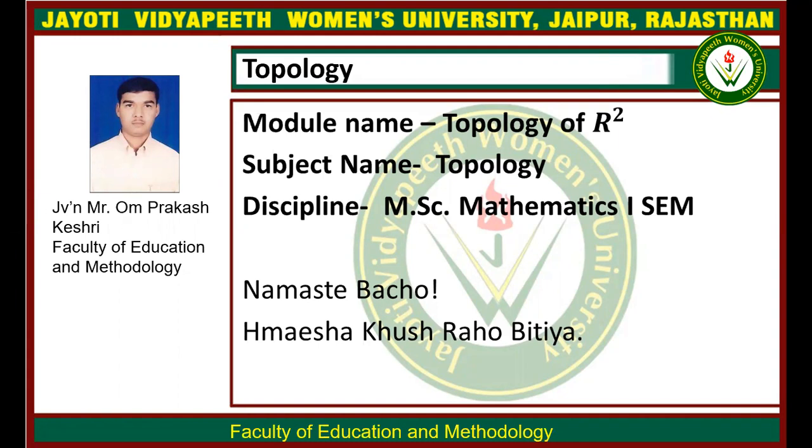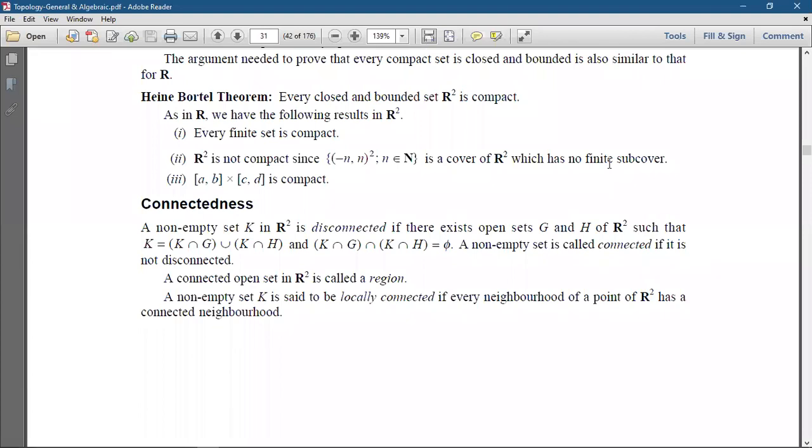Today I will teach you topology on R, in which, in your last class, I showed the connectedness and compactness of a topology in R square, that means two-dimensional. In your last class, I showed the Heine-Borel theorem, which states that every closed and bounded set in R square is compact.